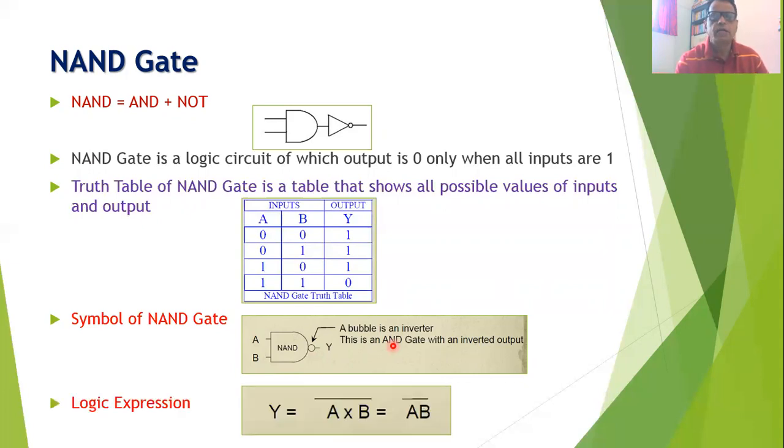We can write the logic expression for the NAND gate, and the logic expression for the NAND gate is A into B, or A multiplied by B and its complement, which is equal to AB complement. So you will find that this is the logic expression for the NAND gate. As I said earlier, the NAND gate is a very useful derived gate in digital electronics, because it is possible to construct any digital circuit by using only NAND gates.